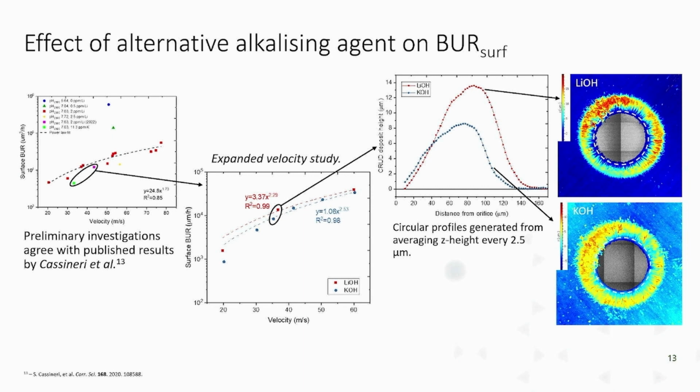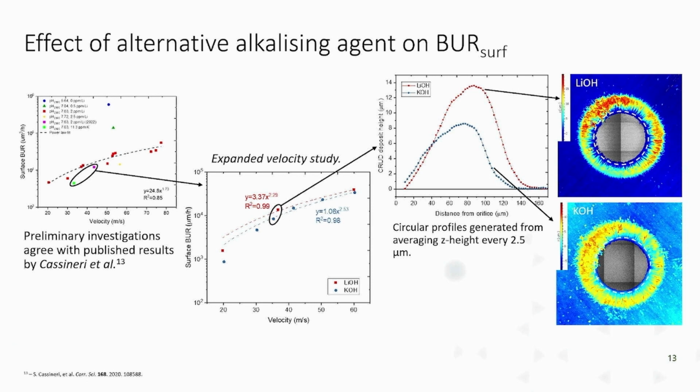So these are generated, so we have a 3D image of the surface deposit here, up here in lithium, and this in potassium. The dashed line around the orifice is to show where we take a circular profile. What we then do is we average the Z values along this circular profile. We go 2.5 microns out, and we do exactly the same again. And that's what all these squares are shown on this profile here.